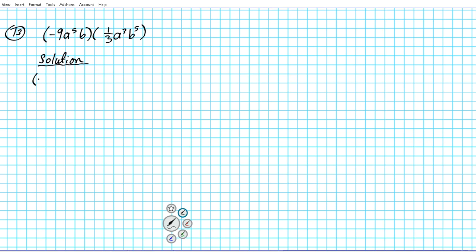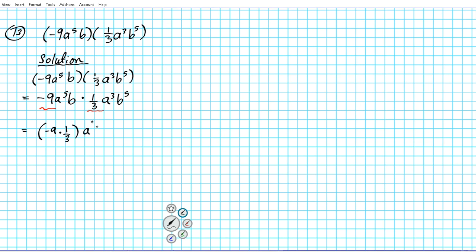Let's write the problem with the quantity negative 9a to the fifth b times 1/3 a to the third b to the fifth. Now, since we're multiplying two monomials, we can drop the parentheses. So we have negative 9a to the fifth b multiplied by 1/3 a to the third b to the fifth. Okay, so let's go ahead and multiply coefficients. We're multiplying the integer negative 9 with the rational 1/3. So we have negative 9 times 1/3.